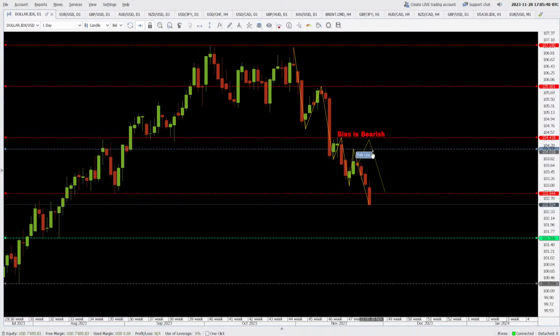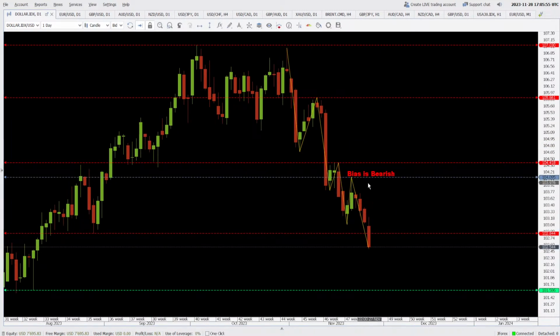If the price breaks this and goes higher, we will have to change our stand and the bias from bearish to bullish. So the level comes here. All right, so now we are still bearish. The bias is still bearish, but we will change the bias if the price from here goes higher than 104.09.